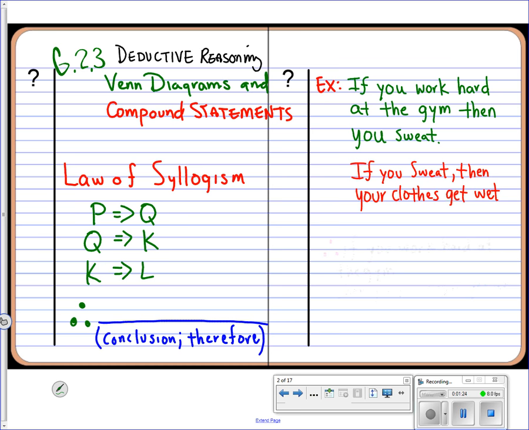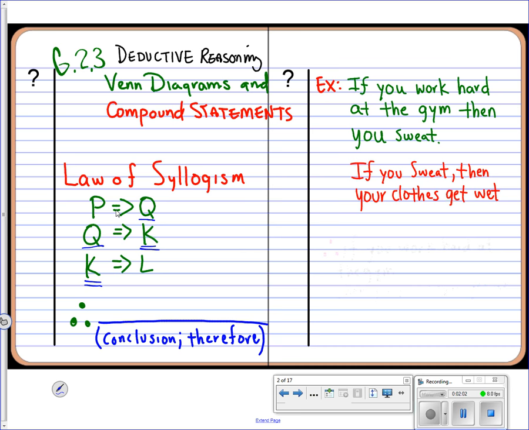The law of syllogism is used when you have a series of conditional statements. It's really important you take a look at the conditional statements and notice that the conclusion of this one matches the hypothesis of the next one. Then the conclusion of the second one matches the hypothesis of the third one. This string of conditional statements can go 5, 6, 7 deep. It could be only 2 of them. It doesn't matter, as long as it lines up.